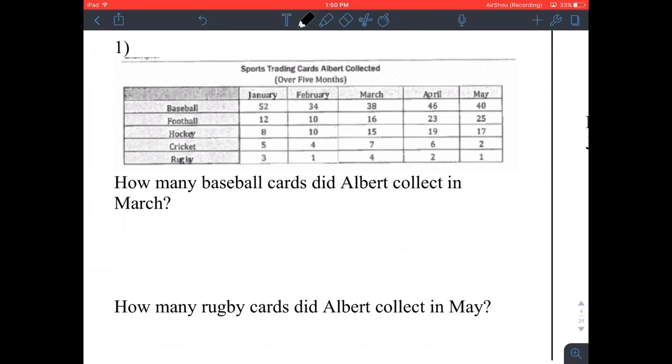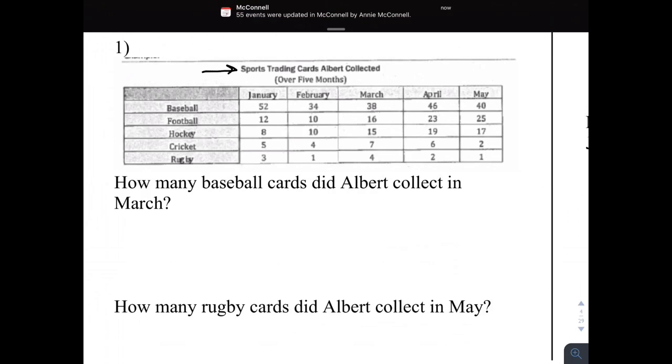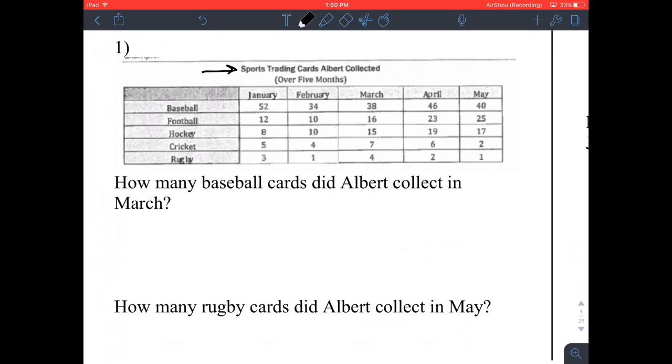Here is a table, so let's read some data in the table. Always read the headings. Sporting trading cards that Albert collected over a 5-month period. So we got baseball, football, hockey, cricket, and rugby. And then we have different months and how many he's collecting in each month. The question: how many baseball cards did Albert collect in March? So here's March, and then across the top is baseball. Looking at the baseball row in the March column, he collected 38 cards.